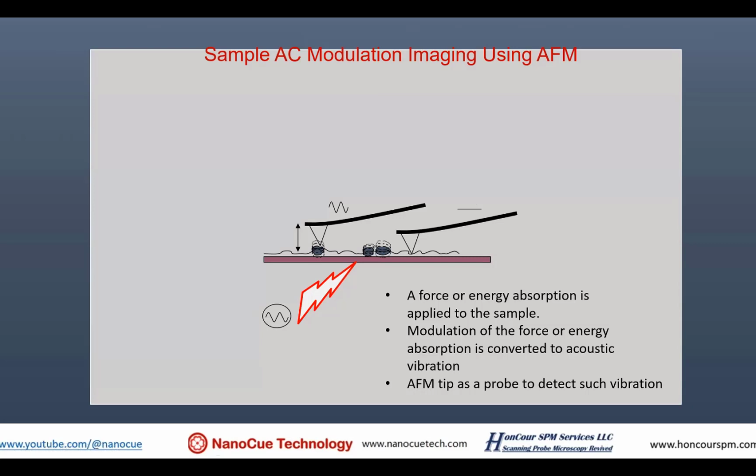Let me mention some other small imaging modes that I came up with during my career of using the instrument. This is called AC modulation imaging using AFM. With AC modulation, we could use different kinds of physics to modulate the sample to cause it to oscillate with different kinds of force, for example magnetic force or electrostatic force, and you can detect much different information from the sample itself.